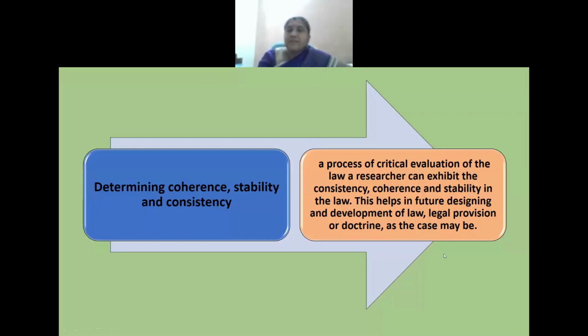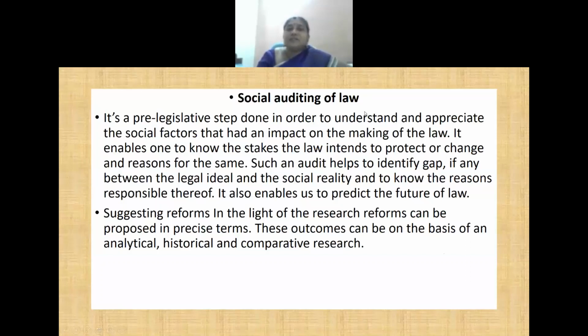Yes. So social auditing of law, I said. Many times it is a pre-legislative step done in order to understand and appreciate the social factors that had an impact on the making of the law.